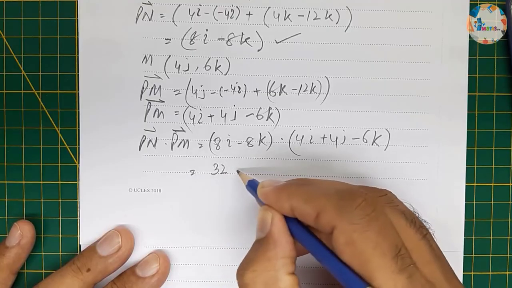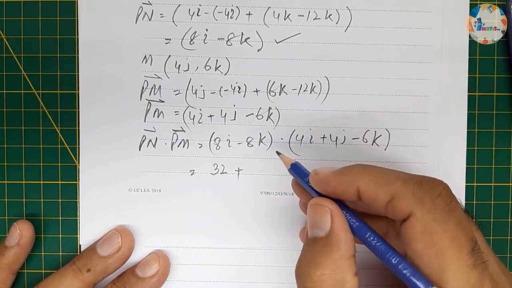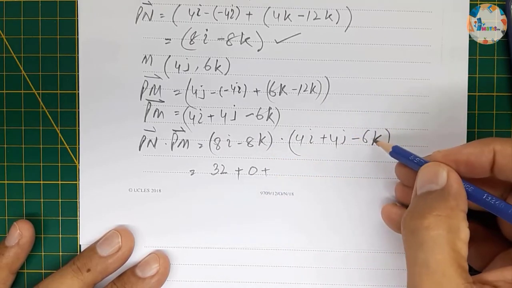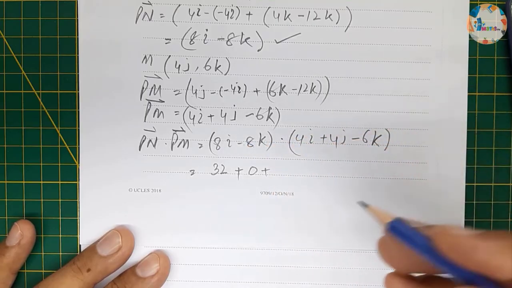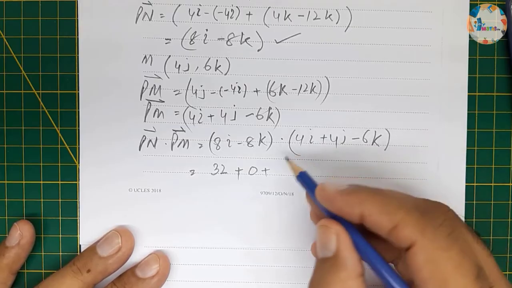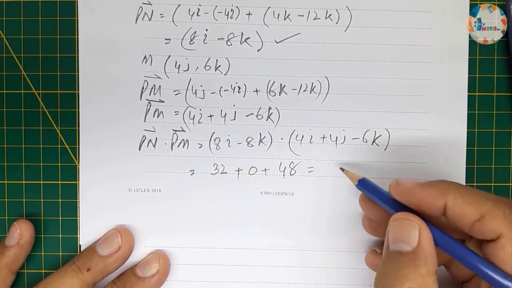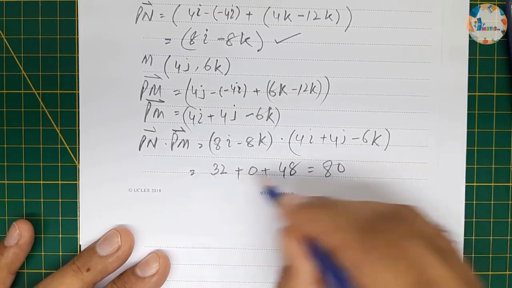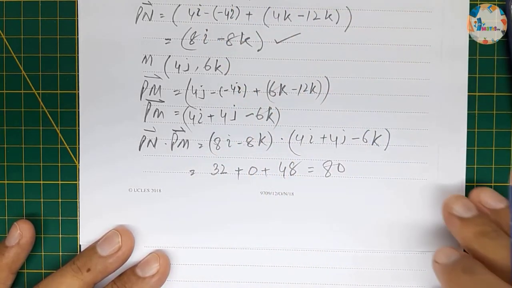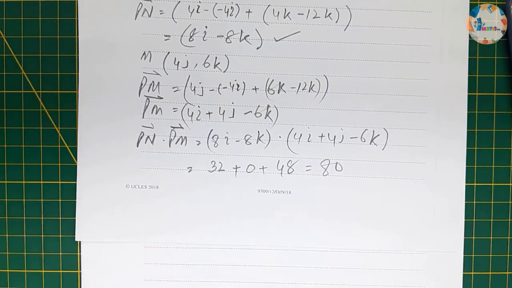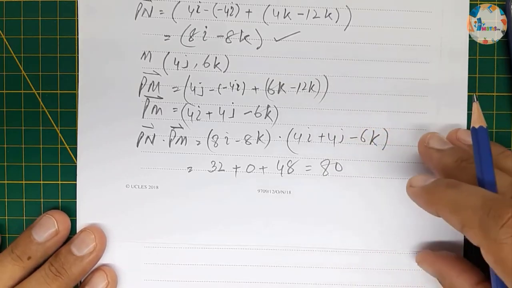So 32 plus j dot j, there is no j involved in this, so it will be 0, so we'll write plus 0, and there is k involved in both, so we'll take this k, minus 8 minus 6 will be plus 48, so 48 k dot k will be 1. So adding these two, we will get 80. So the dot product, which we were supposed to find, is 80, which we have found over here. Now the remaining part is basically the angle which we have to find.